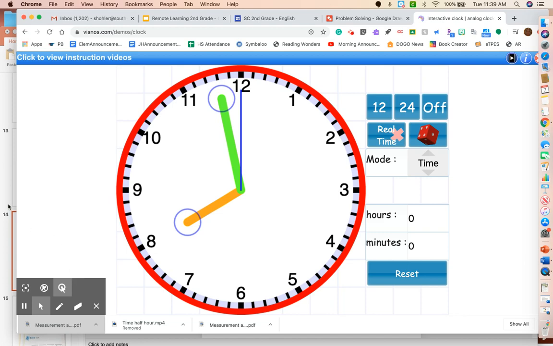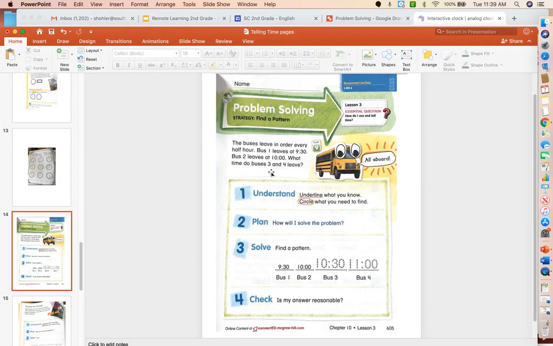Hi, boys and girls. Today we're going to talk about problem solving, and we're also going to continue talking about time. When you are problem solving, you always look to find a strategy that best suits the problem you're going to answer, whichever one works the best. Today our strategy is going to be find a pattern.